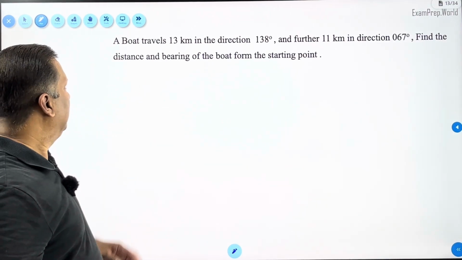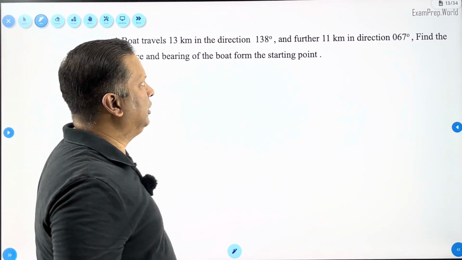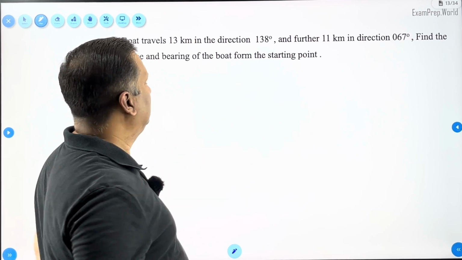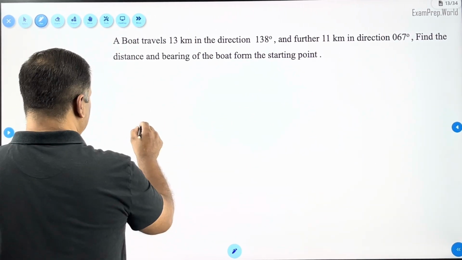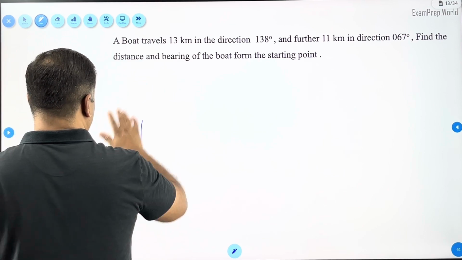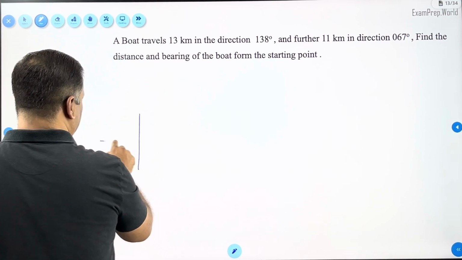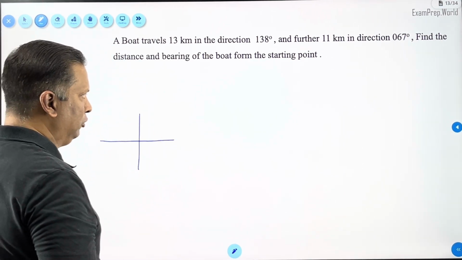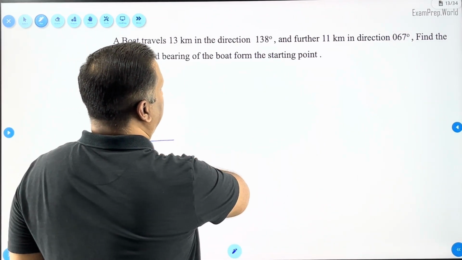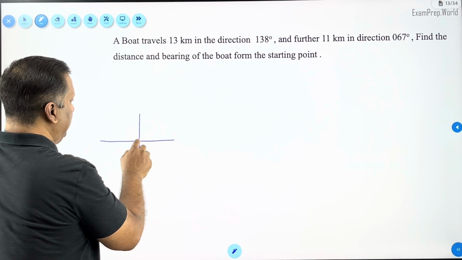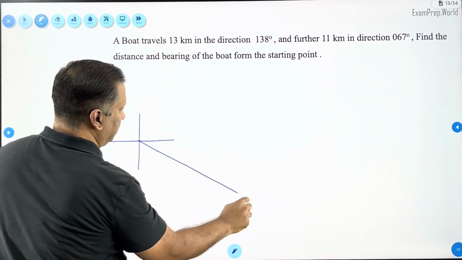A boat travels 13 kilometers in the direction of 138, then a further 11 kilometers. So here, let's first draw the axis. My hands are more stable than while using the pen. Pen is for small things. Now 138 degrees should be somewhere here.